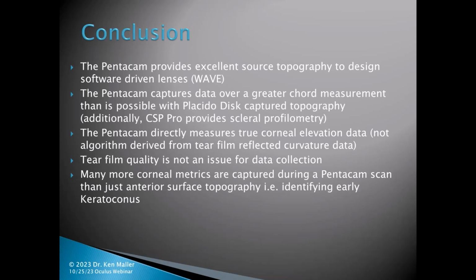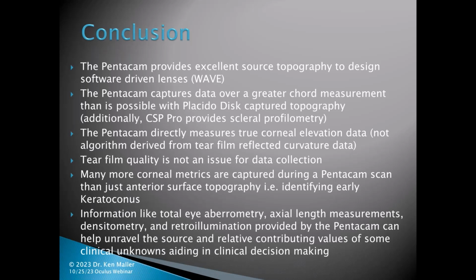Many more corneal metrics are captured during the Pentacam scan than just anterior surface topography, and so that can aid in things such as identifying early keratoconus, as well as you saw some of the other applications that I used it for in these two cases here today. Information like the total eye aberrometry, axial length measurements, densitometry, which we didn't cover today, retroillumination, that you're capable of getting during the Pentacam scans, really can help you unravel the source and relative contributing values of some of the clinical unknowns, which can aid you in the clinical decision-making process.